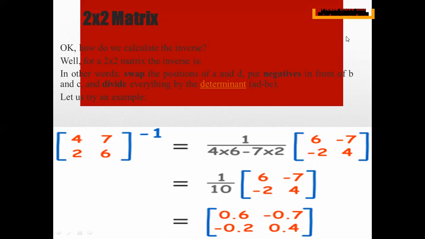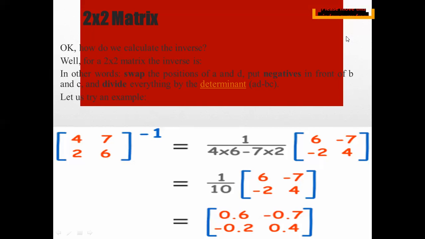If 4, 7, 2, 6 is a matrix, then first swap the values of A and D. So you see it has become 6 and 4. Then put negatives in front of B and C. So 7 and 2 has become minus 7 and minus 2. So the matrix we have converted to 6, minus 7, minus 2 and 4.